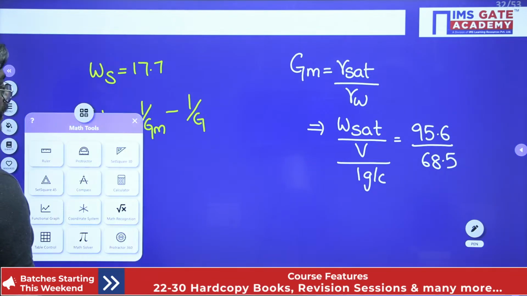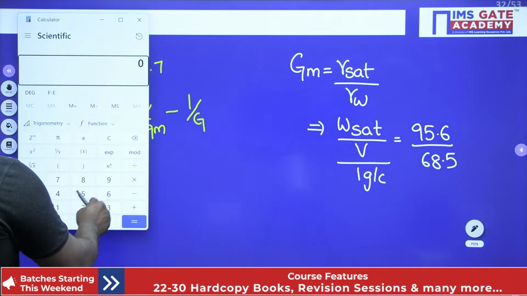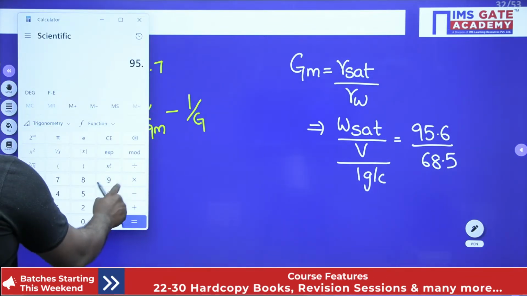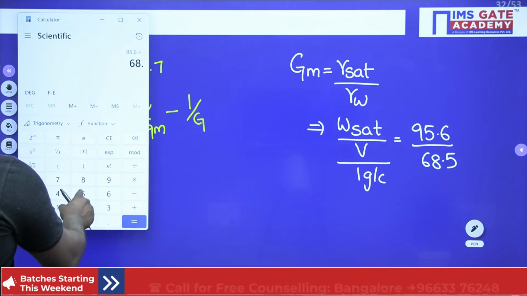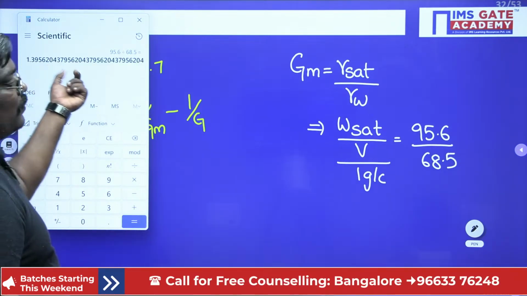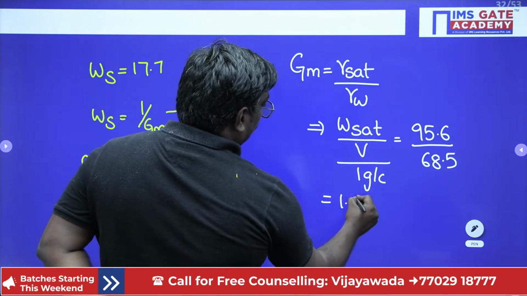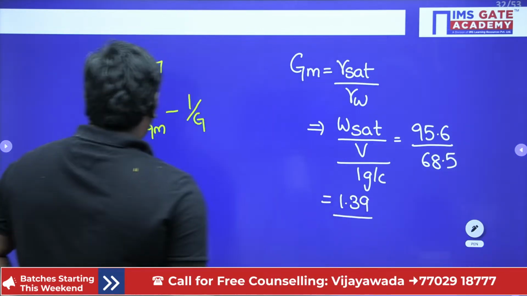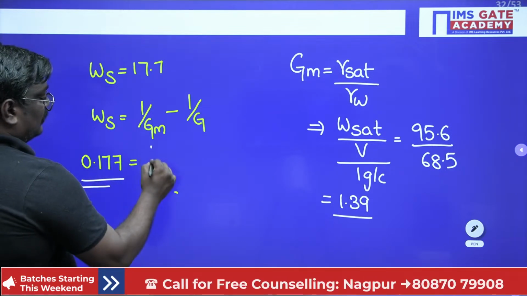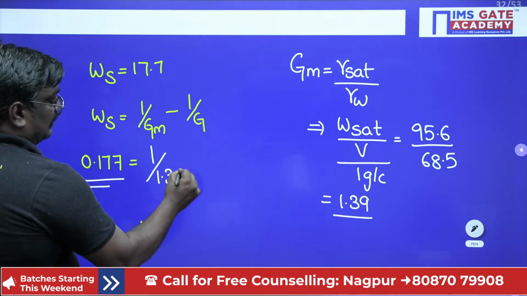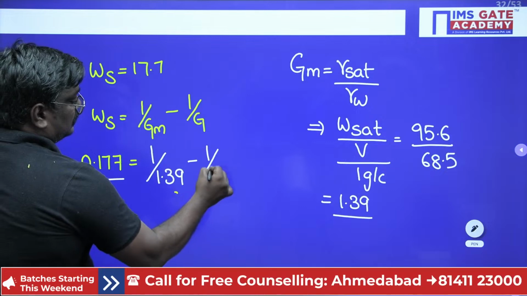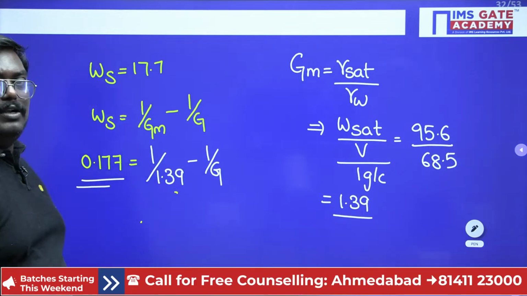What is the value? 95.6 divided by? The value will be 1.39. So, here it will be equal to 1.39. Okay. Now, see. 0.1779 is equal to 1 divided by 1.39 minus 1 by G. Can you tell me what is this value?